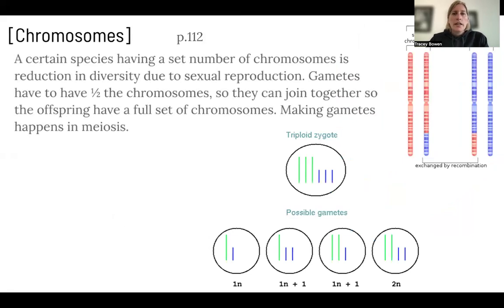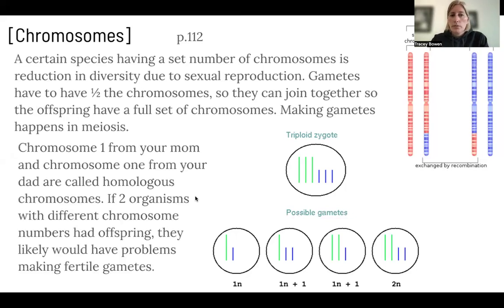Certain species having a set number of chromosomes is a reduction in diversity due to sexual reproduction. They just have to have the same number of chromosomes to reproduce effectively. For example, talking about mules again, mules are genetically less likely to be able to reproduce because they have an odd number of chromosomes. Horses can reproduce with horses because they have the same number of chromosomes. Gametes have half the number of chromosomes, so they can join together to make a full set to make offspring. Making gametes happens in meiosis. One chromosome is from your mom, one is from your dad, and those are called homologous chromosomes.